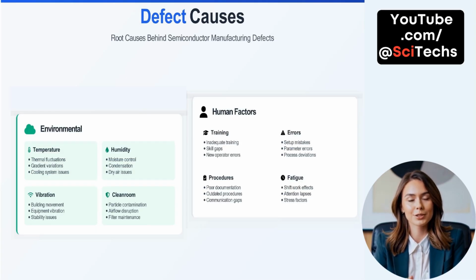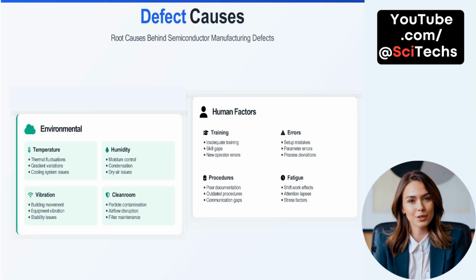Environmental and human factors. Two additional major contributors to semiconductor defects are environmental influences and human factors. Environmental issues can subtly but significantly impact process stability. Temperature-related problems such as thermal fluctuations, gradient inconsistencies, and cooling system malfunctions can introduce variability across wafers.